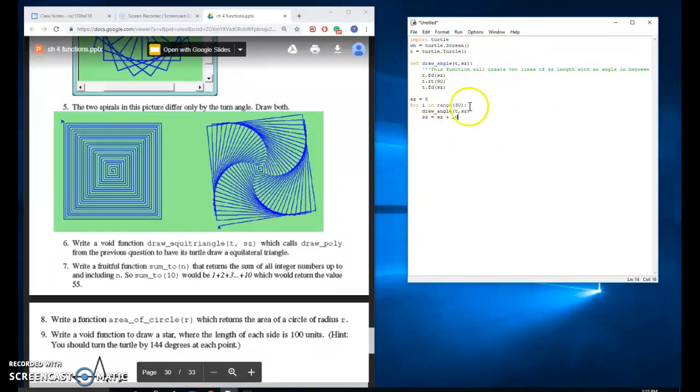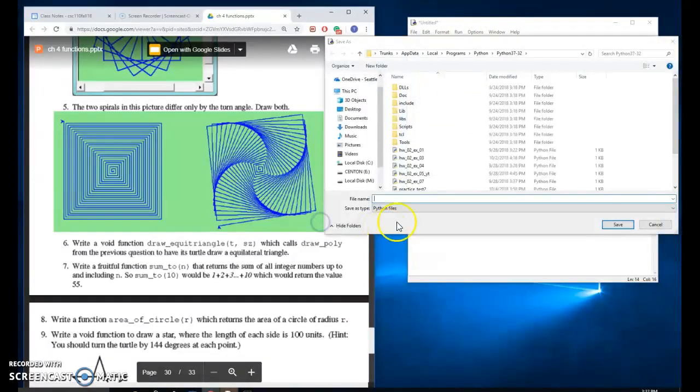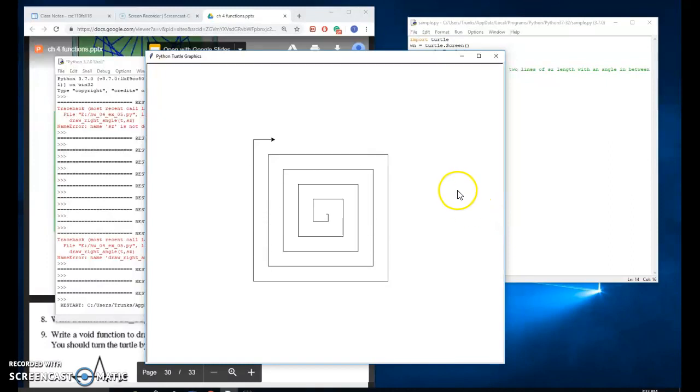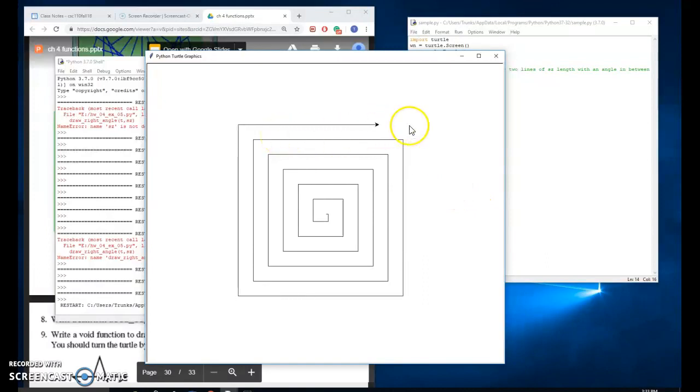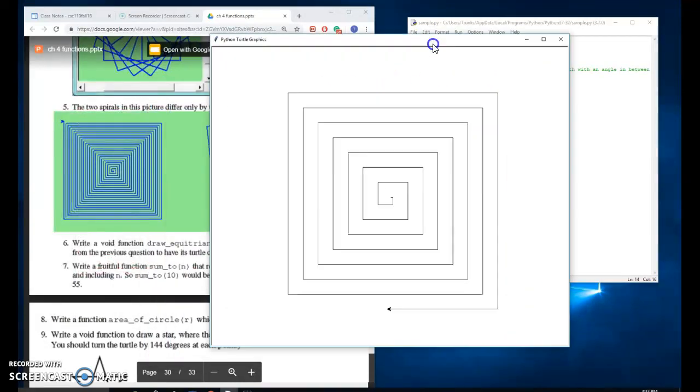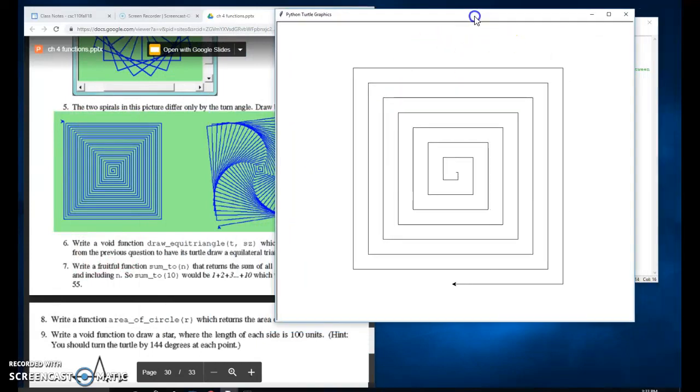Now that we have everything set up, it's time for a test run. Yeah, I may have made it too big, but it's fine. And it's very similar to the one here.